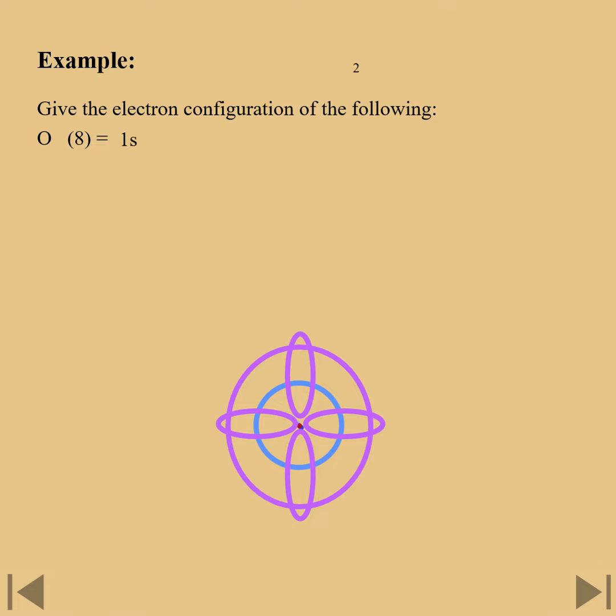So we had 1s, and that got 2. Then our 2s, and that got 2. And then our 2p, which got 4.